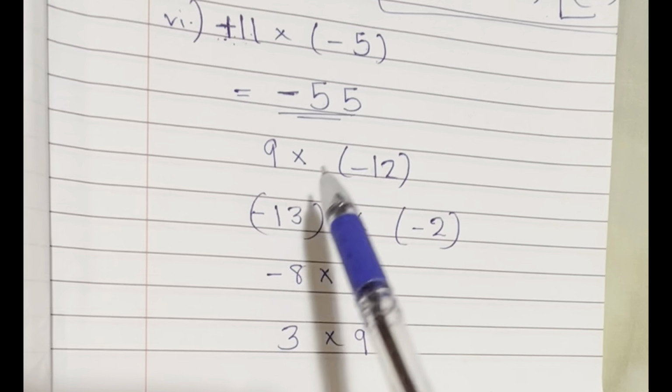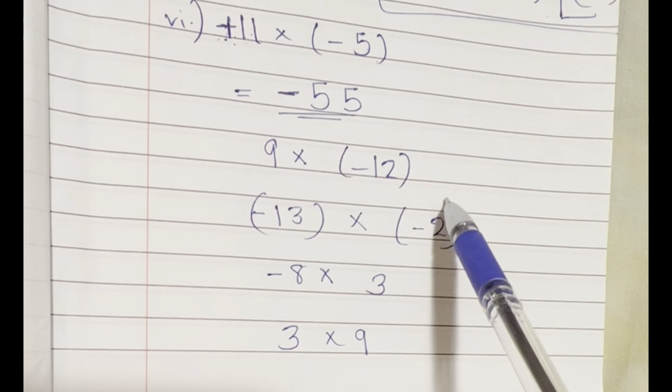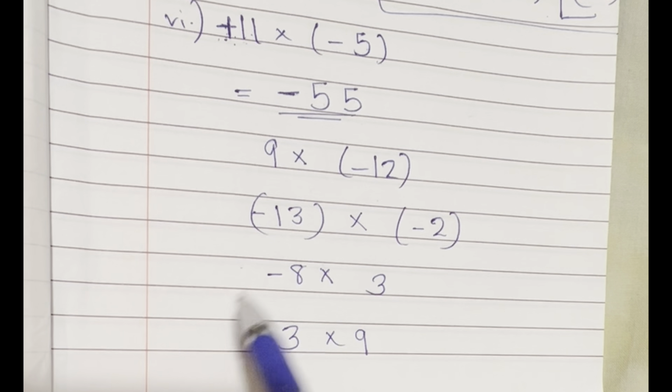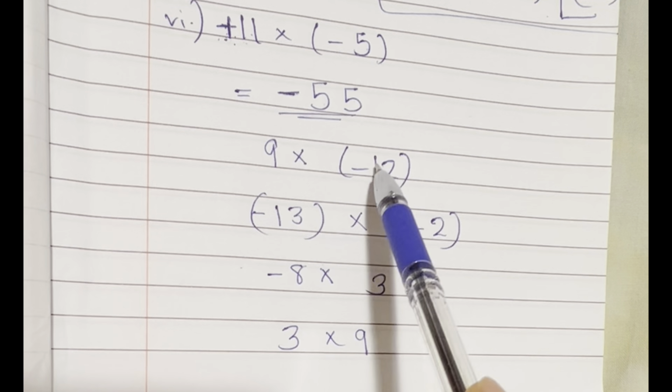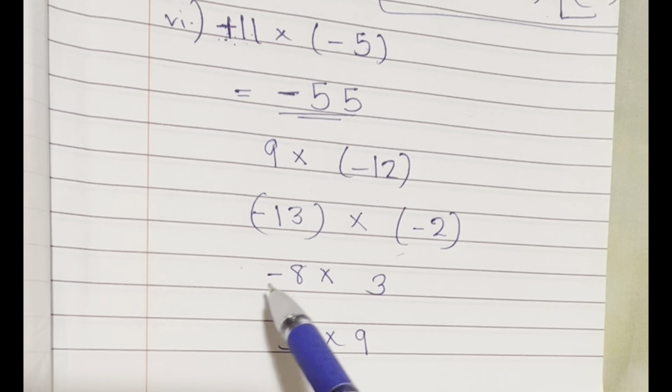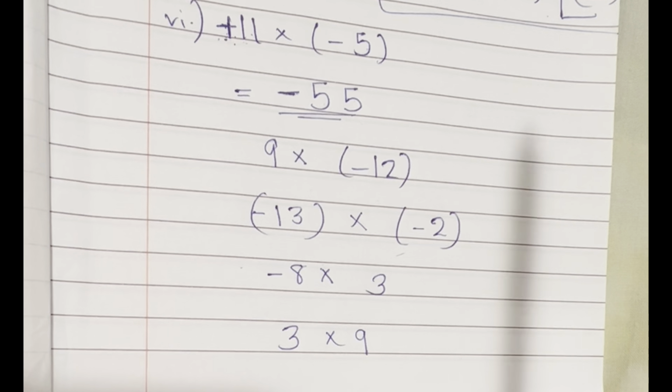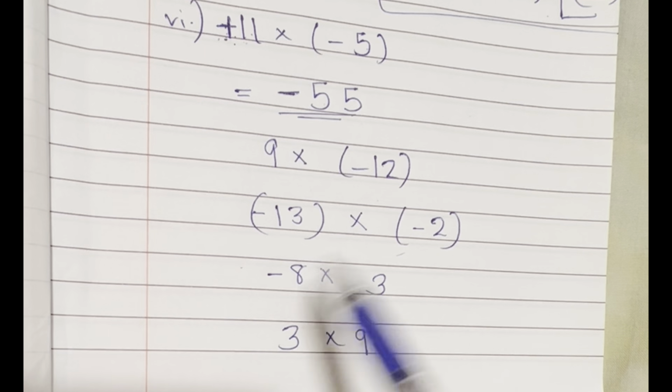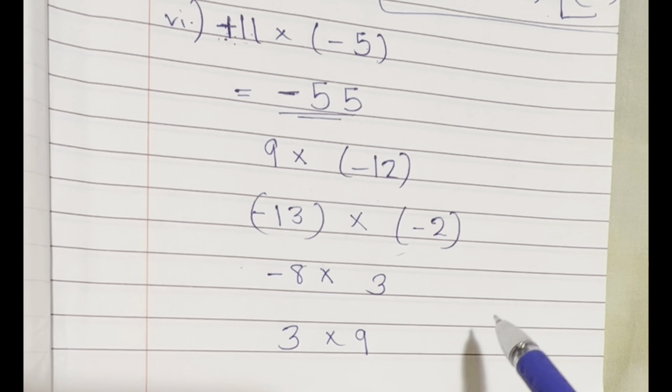So now you can do this as homework. It is 9 into minus 12, minus 13 into minus 2, minus 8 into 3, 3 into 9. Positive, negative, opposite sign. What will be the answer? Negative, negative. Same sign. What will be the answer? Which rule? Okay, think which rule to apply. Negative, positive. Opposite sign, which rule? Positive, positive. Same sign, which rule?